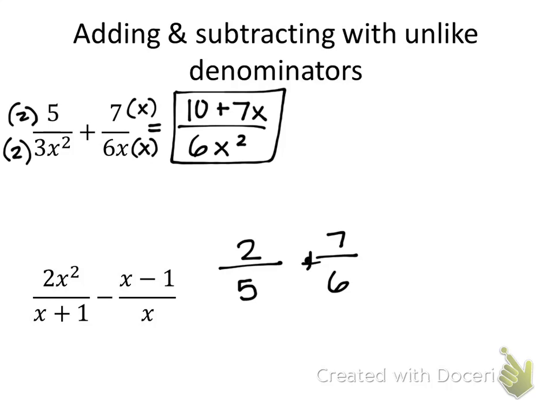The easiest way to do that is to multiply them by each other. So I multiply 5 by 6 and 6 by 5. Whatever I do to the bottom, I got to do to the top.